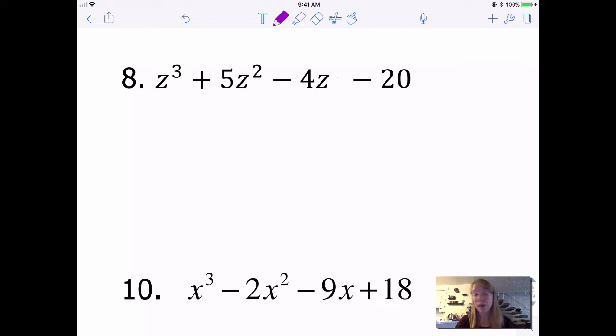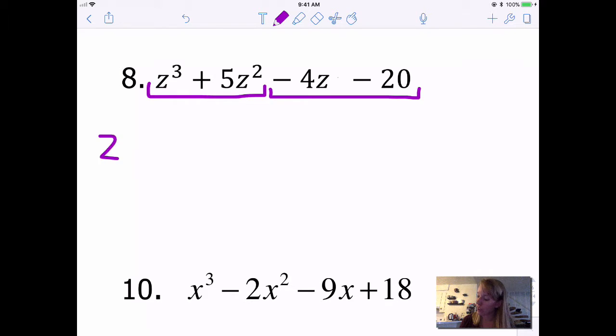Okay, and number 8, on your notes, you may have a squared on that -4z. I want you to cross that out. The problem should read z cubed plus 5z squared minus 4z minus 20. So on this one, again, I see that I don't have a greatest common factor in all 4 terms. I don't have a z in my -20 term, and I don't have a common coefficient in all 4 terms. So I'll group these 2 terms, and I'll group my last 2 terms, and look at a GCF in each group.